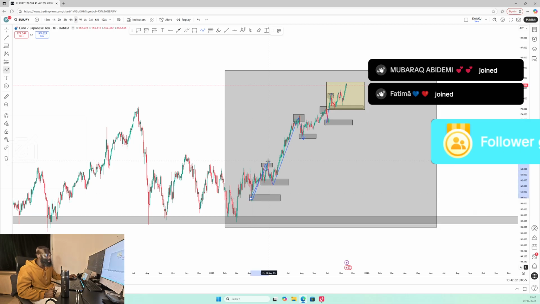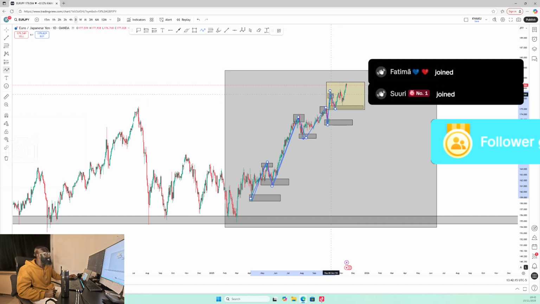Now with this explanation, let's find out. So we have this support forming this resistance. There was a pullback. Impulse move to break this resistance. There was a pullback again. Impulse move again. There was a pullback. And then impulse move again. This was the last pullback of which price formed this last support and this last resistance.